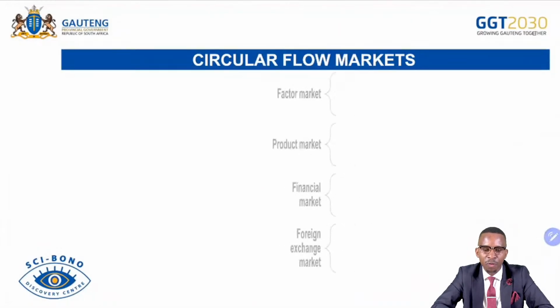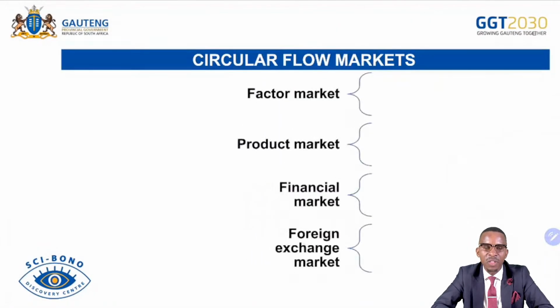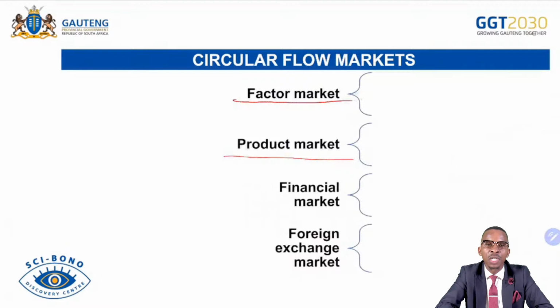Then we have circular flow markets. We have 4 of them in the open economy. Remember, we are dealing with the open economy. So we have the factor market, the product market, the financial market, as well as the foreign exchange market. Remember, we said the factor market is the market where factors of production are traded. The product or goods market is the market where goods and services are traded, which includes 3 markets, namely the capital goods market, consumer goods market, as well as services market. The consumer goods market can be classified into durable consumer goods, semi-durable consumer goods, as well as non-durable consumer goods.